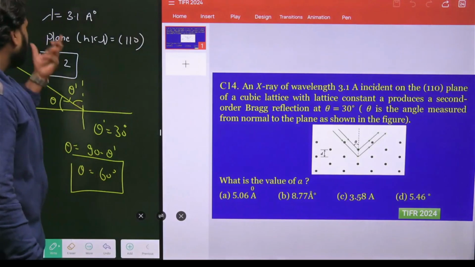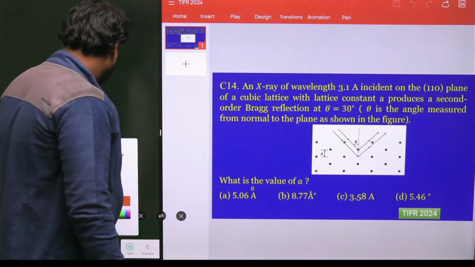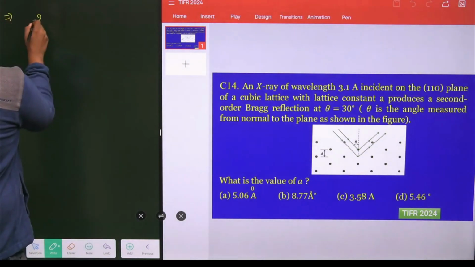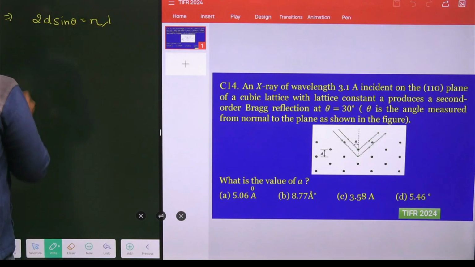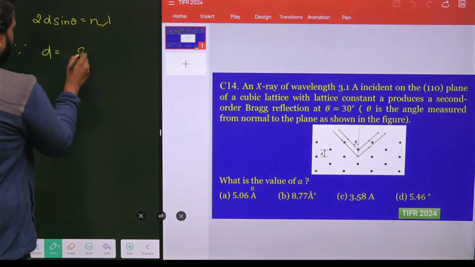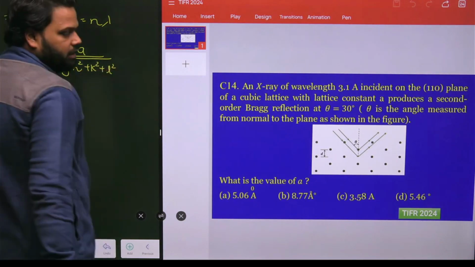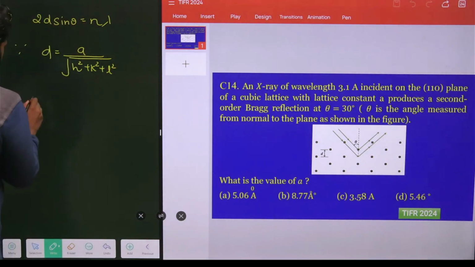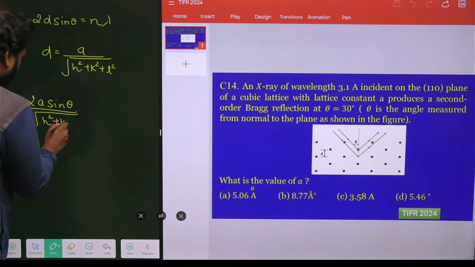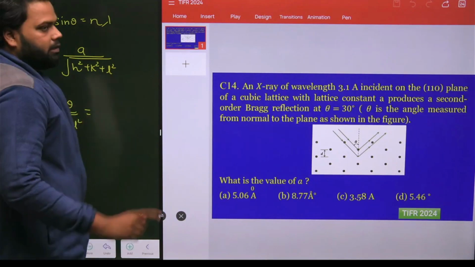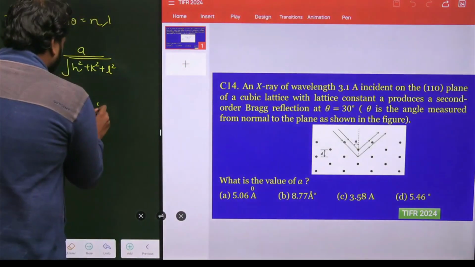So theta is 60 degree, n is 2, lambda is given to us, plane is also given to us. Now we can apply the equation, Bragg's equation. It's very famous. This is given as 2d sin theta is equal to n lambda, and d is our interplanar spacing. Its correlation with the lattice constant is given as a over root under h square plus k square plus l square, with hkl being the Miller indices. So put in the equation. We will get 2a sin theta divided by root under h square plus k square plus l square, and n is 2 because they are talking about the second order reflection, so this will be equal to 2 times lambda.